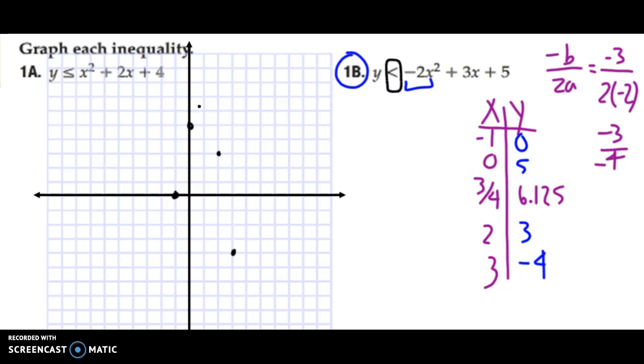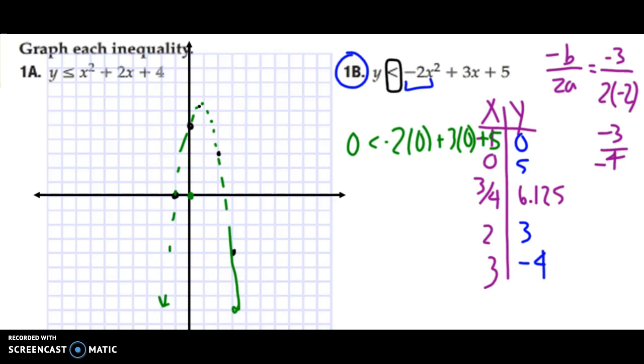This one, I look at the symbol right there, less than, so it's not solid, it's dotted. So I make my dotted line, my parabola here, and it goes down. Now, since 0, 0 is inside it, I'll try 0, 0. So 0 is less than negative 2 times 0 plus 2 times 0 plus 5. The reason we always pick 0 is because this math is super easy. I just get 0 is less than 5. Is that true? It is.